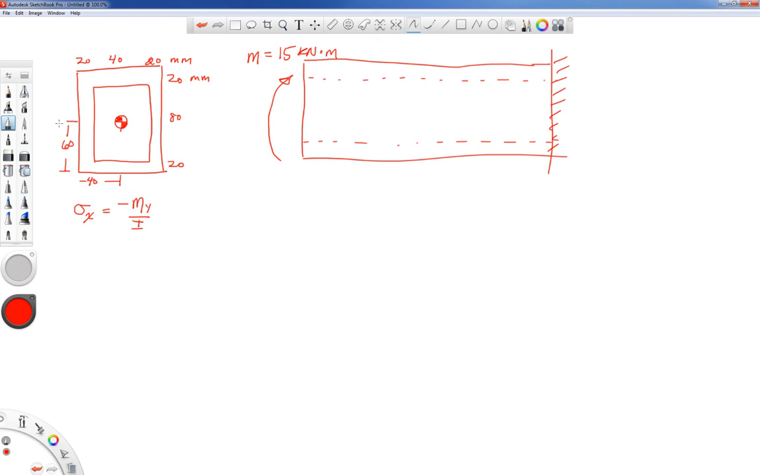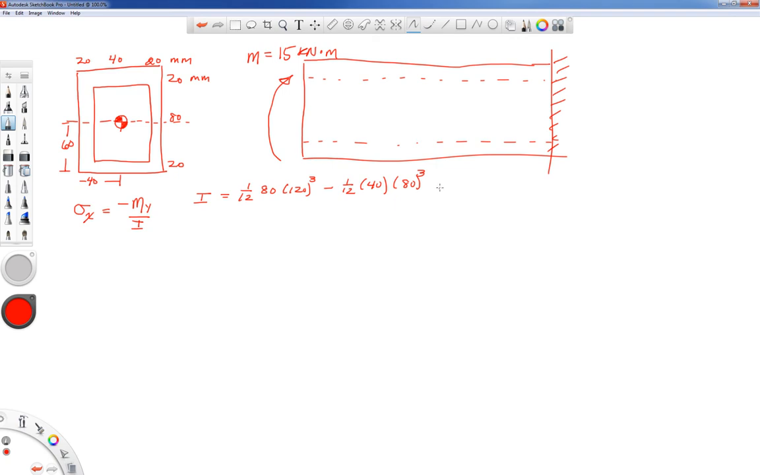We need to find the moment of inertia about a horizontal line that goes through the centroid. You may have to use the parallel axis theorem, but in this case, since the hollowed out section and the solid rectangle that sits on top of it, the centroids of all of those are coincident with the centroid of the cross section, we can simply calculate the moment of inertia of this cross section by taking 1/12 the base times the height cubed of the solid rectangle and subtracting off 1/12 the base times the height cubed of the hollowed out rectangle.